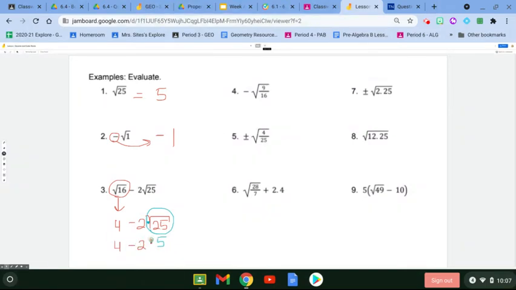Now, if I do order of operations, I have to do negative 2 times 5 next, which would be negative 10. And then if I'm bringing down the 4, 4 minus 10 would give me negative 6.